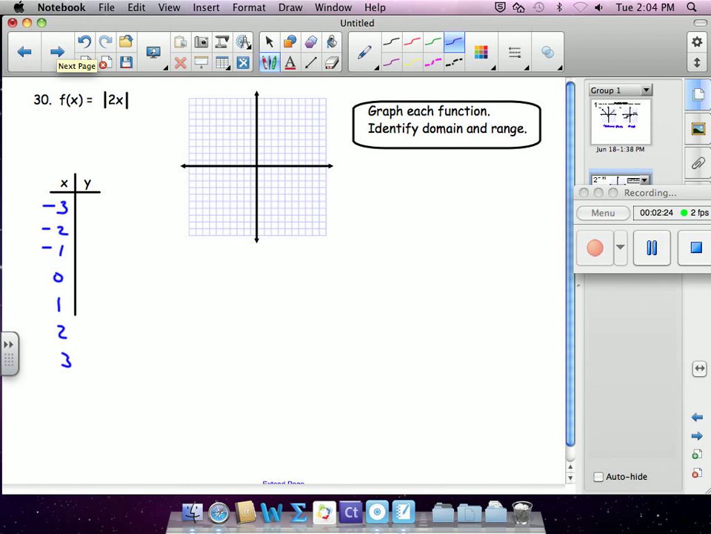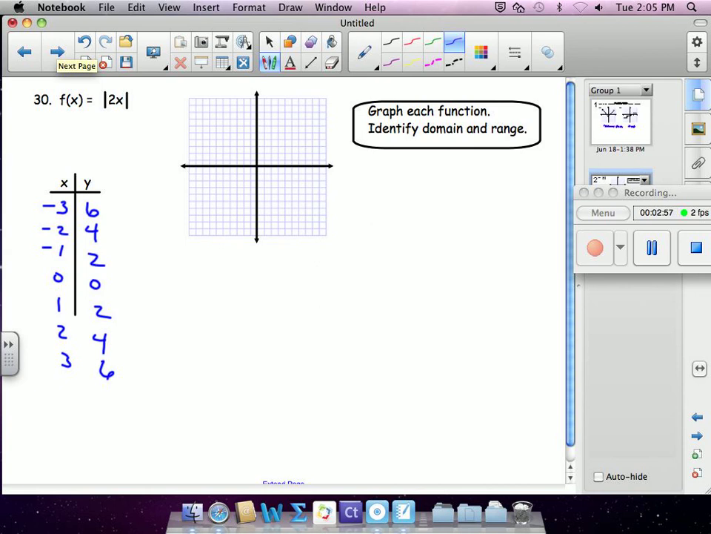-3 becomes 2 times -3, which is -6. The absolute value of that, which is the distance from that number to 0, becomes +6. When you plug in -2, you get -4, the absolute value of which is +4. -1 becomes +2. 0 becomes or stays 0. 1 becomes 2. 2 becomes 4, and 3 becomes 6.